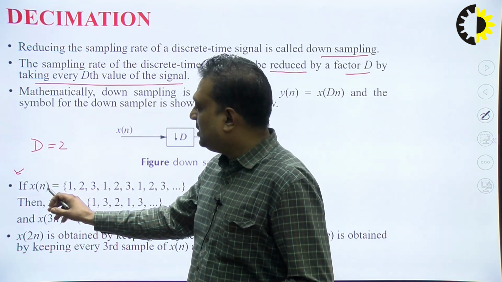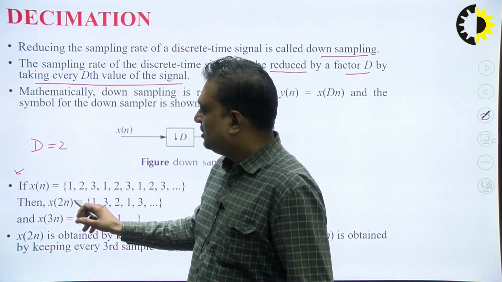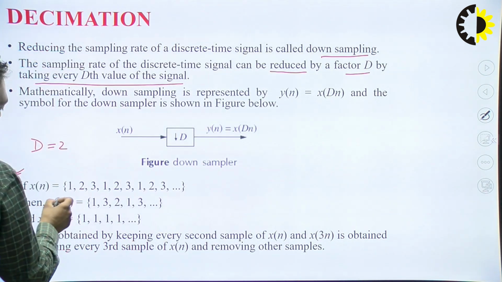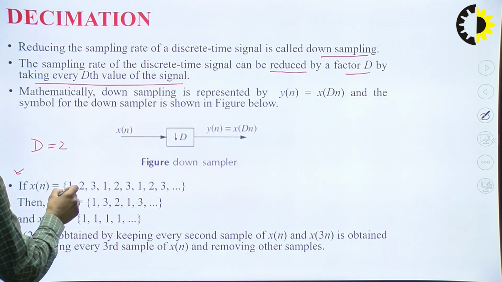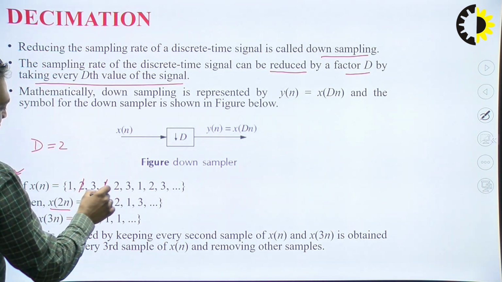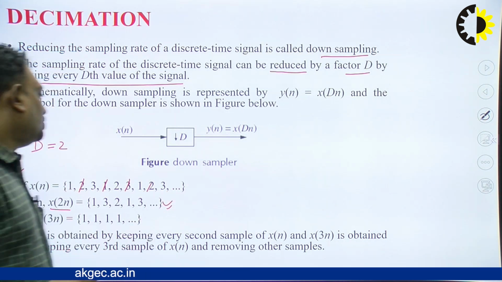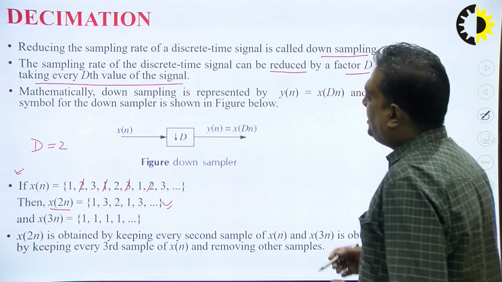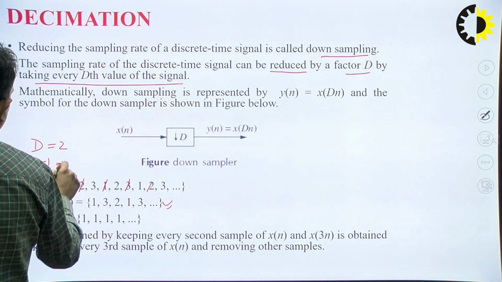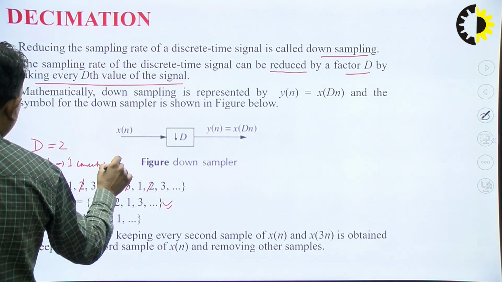So we can write n as nD, where D is 2. So x(2n) means, if we are given x(n) and want to calculate x(2n), we take the first value, remove the next value, then again remove the next value, and so on. So we get the output 1 3 2 1 3. If D equals 2, we have to remove D minus 1, that is 1, consecutive sample between the retained samples.